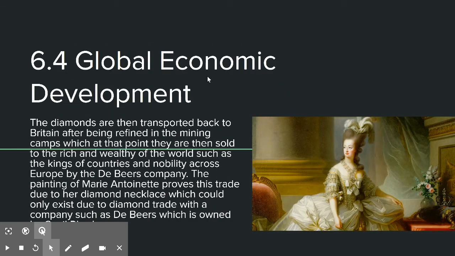Once the diamonds were mined, they'd be transported back to Britain after being refined in the mining camps, which at that point were sold to the rich and wealthy of the world by the De Beers Company. Marie Antoinette is a prime example of the diamonds being traded and sold across to the wealthy in Europe, as can be seen by the diamond necklace around her neck in the photo to the right.